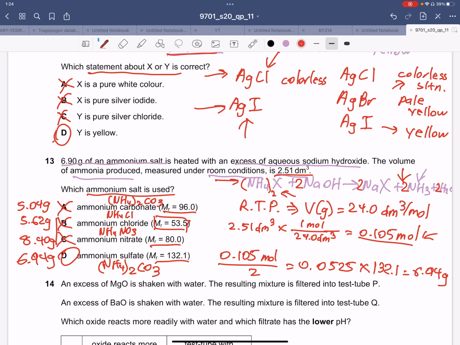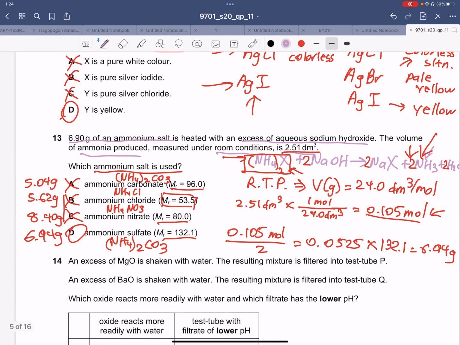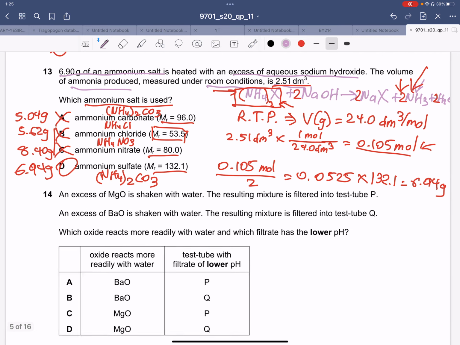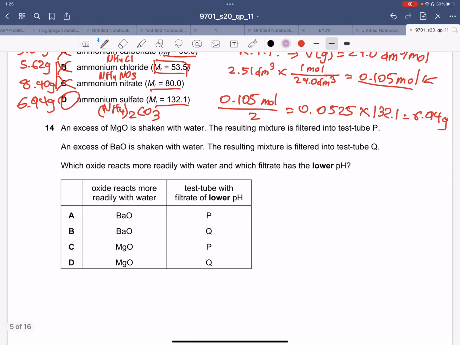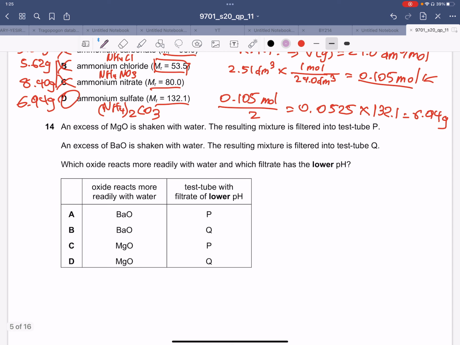So when you're doing this problem, be very careful on this balancing part. You have to make sure you do the NH4 and balance it accordingly, as we show right here, whenever you're using this compound. So again, watch out for the stoichiometry. Besides that though, it should be pretty fine. So this answer choice should be D as well. All right, moving on. An excess of MgO is shaken with water.